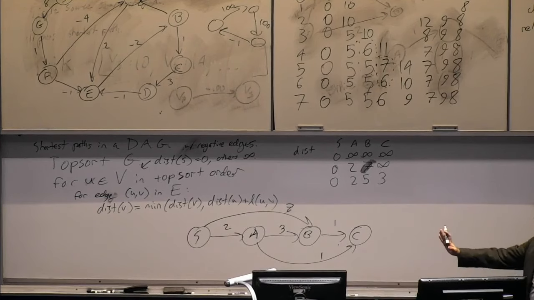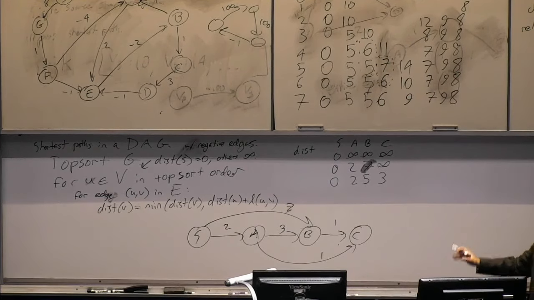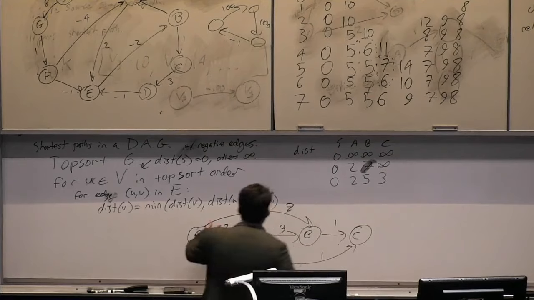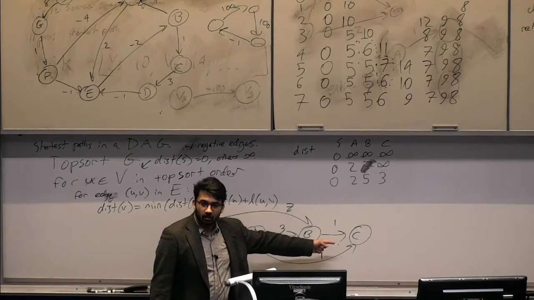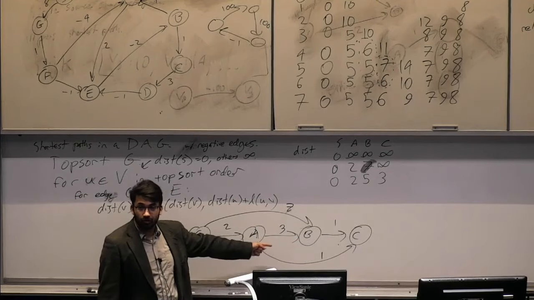Notice how, because you can go in order S, A, B, C, and you only update the outgoing edges, I first updated these two edges, then these two edges, and then that edge. Because we knew what order to do them in, it's pretty efficient.